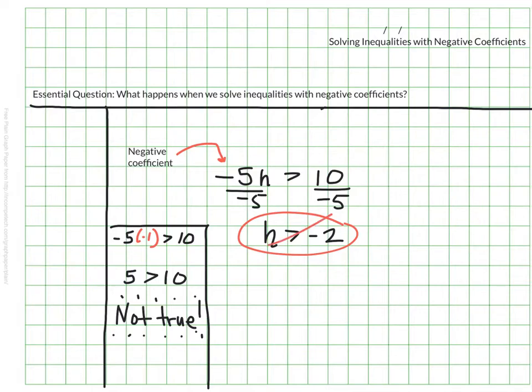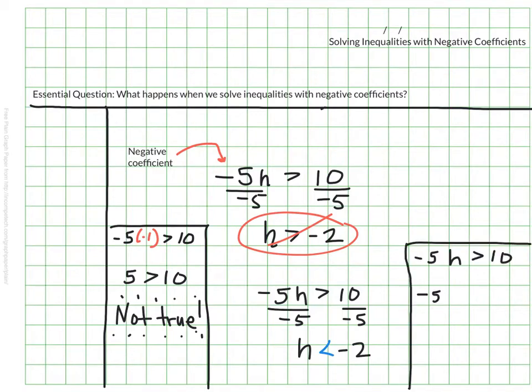So here's what we have to do differently. A funny thing happens when we divide or multiply by a negative number when we're solving inequalities. We actually have to reverse the inequality. So here I am dividing by -5 on both sides. And I get h, and I get my -2. I need to actually flip my symbol. So instead of being greater than, I'm turning this around to be less than, which means I would read this as h is less than -2.